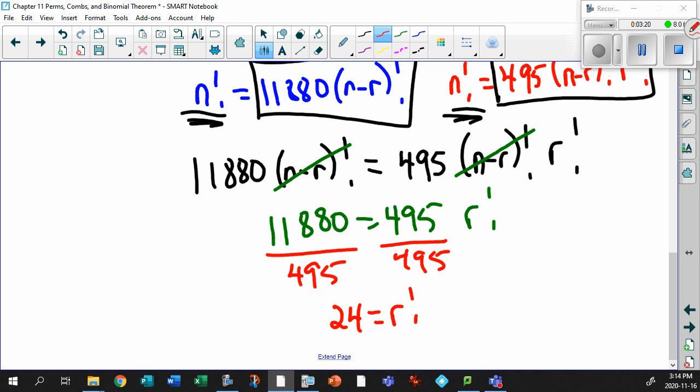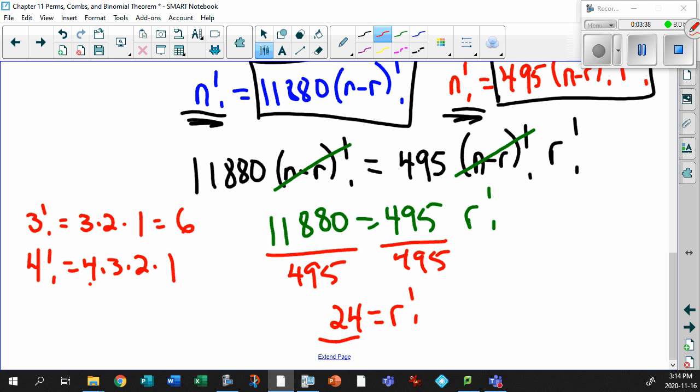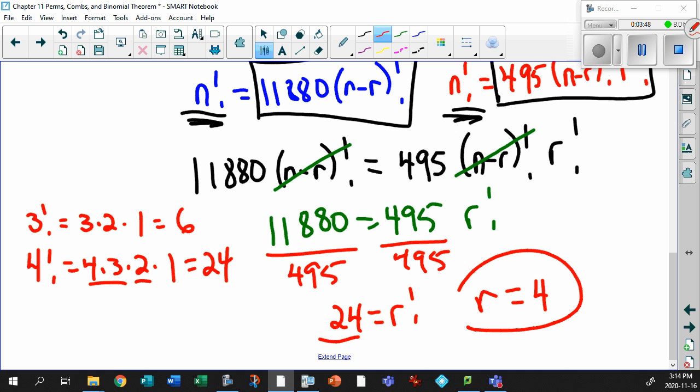So now start going through the process of elimination. What could r possibly be? Well, since this is a small number, just start working things out. Let's try 3 factorial. Well, 3 factorial, 3 times 2 times 1, which we know is 6. Okay, that's not close. Let's go to 4 factorial. 4 times 3 times 2 times 1. 4 times 3 is 12, times 2 is 24, times 1. There it is. So your r value actually works out to be 4. Oh, how incredibly pleasant. Okay, now here's the difficult part.